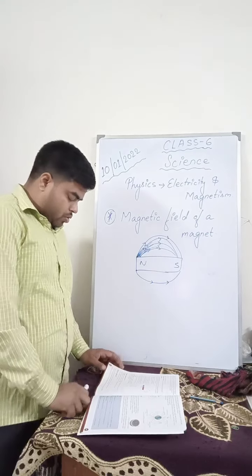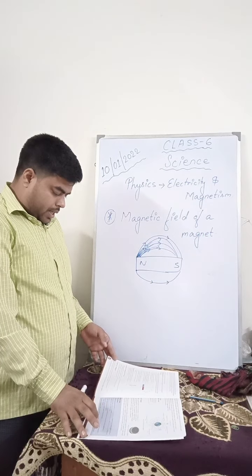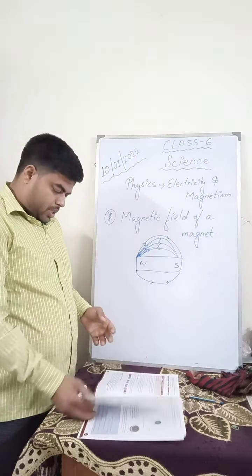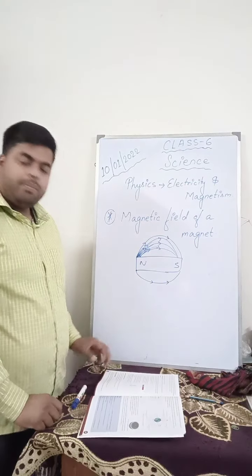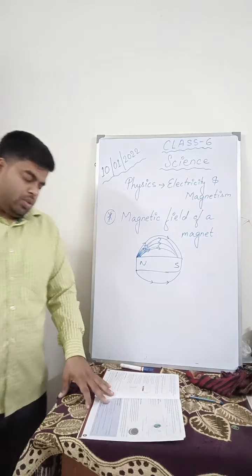I hope all of you have understood this, children. So for today, let us keep it till here. In the next class, we will start with the Earth as a magnet. Why does the Earth behave as a magnet? So for today, up to this much.